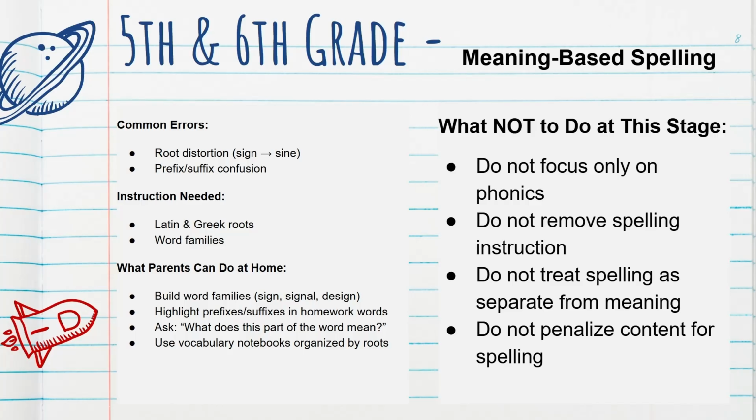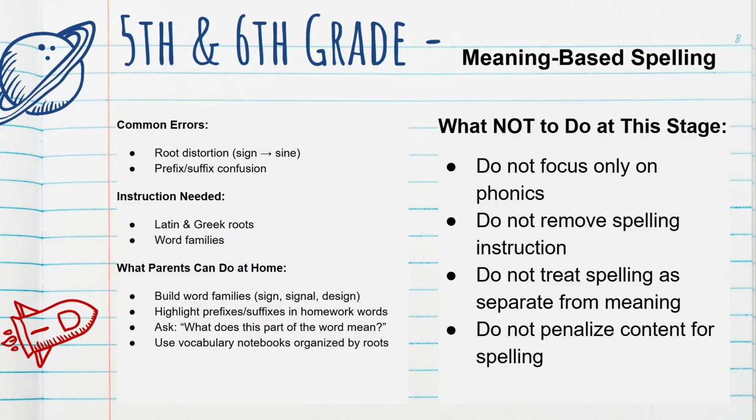But ultimately, what you don't want to do is focus only on decoding or phonics at this age level, because that is way too young for them. Even if they're in remediation, you can still add in some morphology with every lesson. And do not remove spelling instruction because encoding supports decoding. Also, do not treat spelling as separate from meaning because it is attached together. But also, do not penalize content for spelling. You want to understand if they are comprehending what they're writing, but even if their spelling's not perfect, focus on the comprehension.